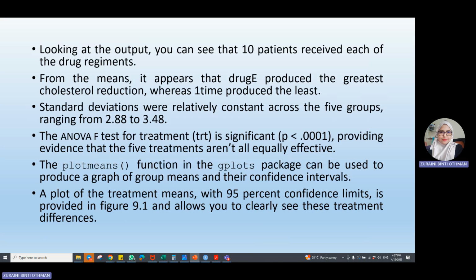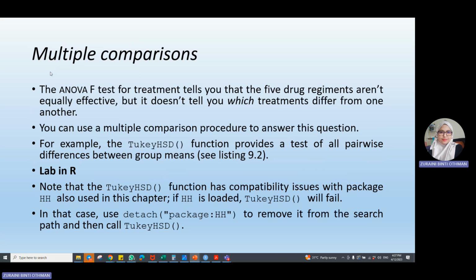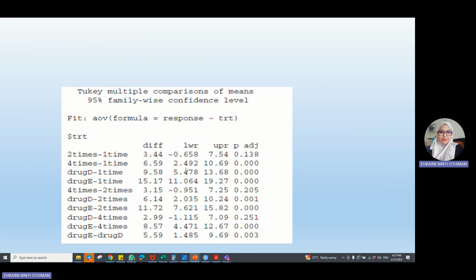Okay, this is the thing that I explained in R just now, and this is multiple comparison. Here, the ANOVA F-test for treatment tells you that the 5 drug regimens are unequally effective, but it doesn't tell you which treatments differ from one another. You can use a multiple comparison procedure to answer this question. For example, the TukeyHSD function provides a test of all pairs, which is in listing 9.2 here.